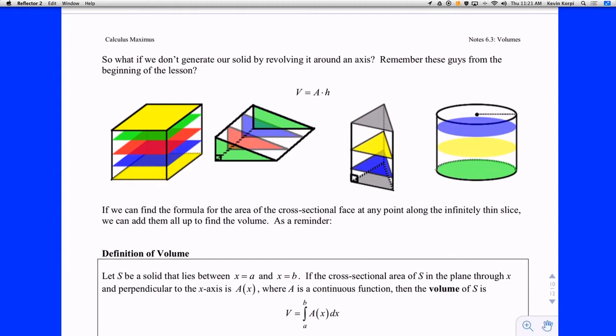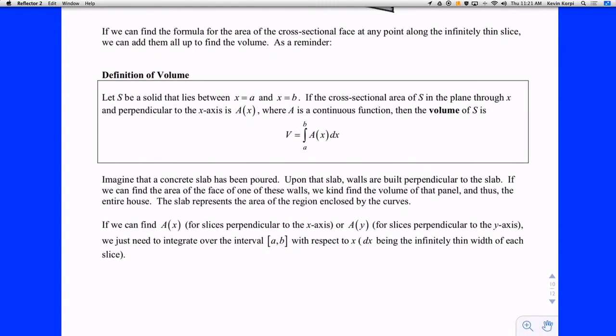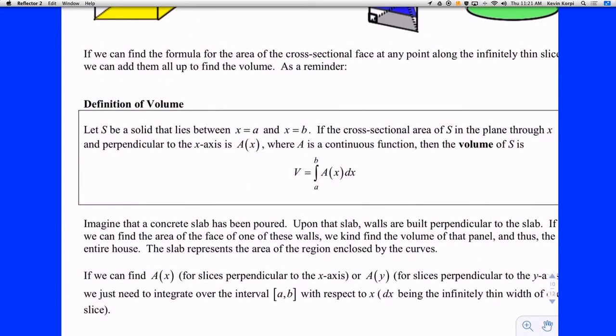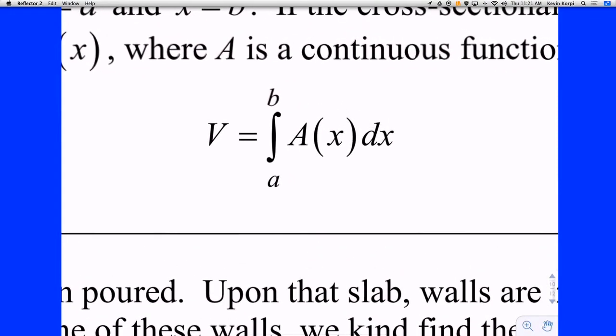All right, so anyway, what we're going to be doing in this next section is we're going to be using the same idea, which is this. The volume of a solid is going to equal the sum of the infinite slices from A to B, in this case from left to right, of the area formula of the face times dx, which would be the thickness of the face.